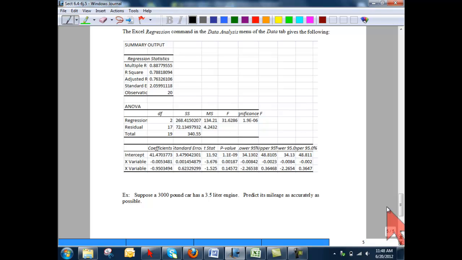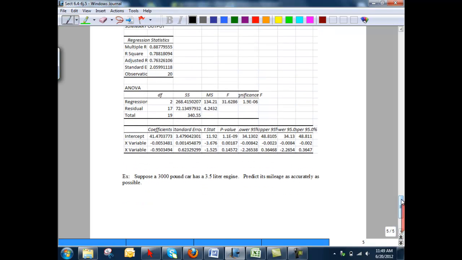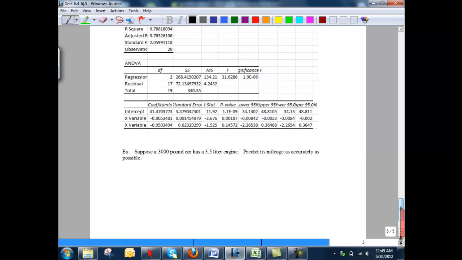And now here's an example of how you might use this. Suppose a 3,000 pound car has a 3.5 liter engine. Predict its mileage as accurately as possible. As I commented, the R squared is higher using both weight and engine size than it was just using weight. So I will indeed use the engine size information as well.